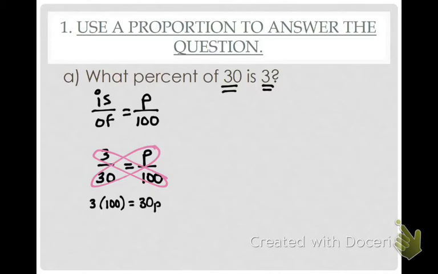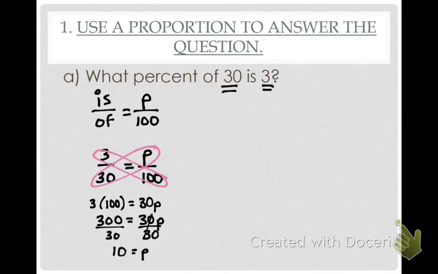Okay? Noah, help me out. What's 3 times 100? 300 equals 30P. Cooper, my goal is to get P by itself. How do I do that? Divide by 30. Okay, so I'm going to divide by 30 on both sides because I've got to be fair. I'm left with P on this side. And plug it in your calculators. What's 300 divided by 30? What is it, guys? What's 300 divided by 30?